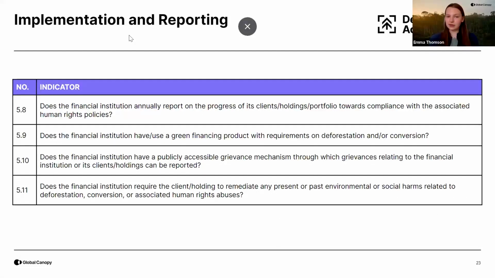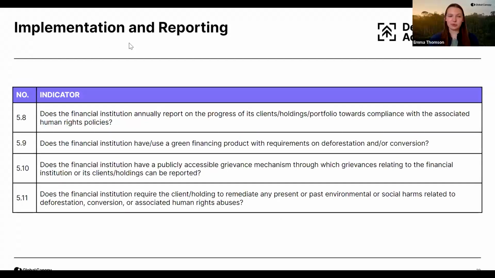And then there are other indicators in our implementation reporting section, as you can see on the screen. One of those that we've added this year to both our Forest 500 and thus the Deforestation Action Tracker methodology is whether the financial institution annually reports on the progress of its clients, holdings, or portfolio towards compliance with each of those associated human rights policies that we went through earlier. And it also looks for things including, does the financial institution have a publicly available grievance mechanism through which grievances relating to either yourself as an institution or your clients or holdings can be reported? Next slide, please.